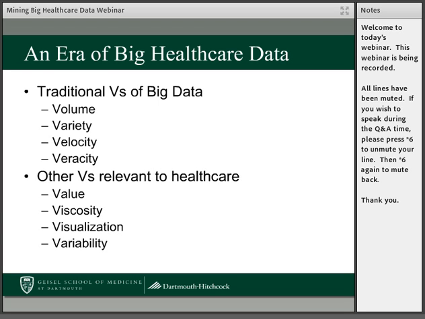Not all data is of equal value. Viscosity is a term that we use to say how actionable is this data, how useful is this data at point of care. Because of the scope of the data, there's a lot of work going on in data visualization to be able to present the data back to end users, whether they're health professionals or patients or healthcare administrators, so they can look at that amount of data and the variability of the data.